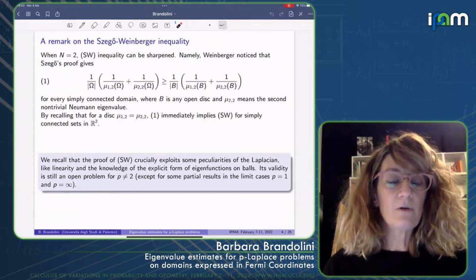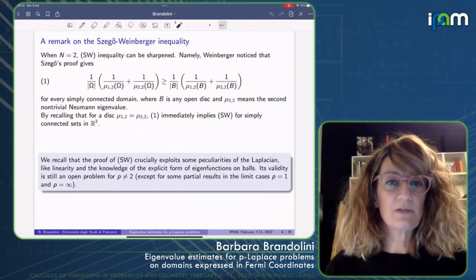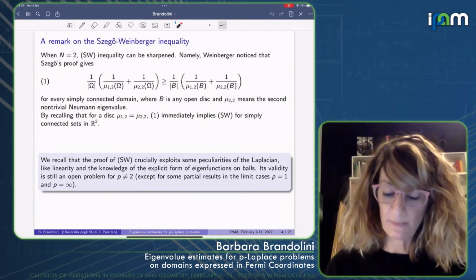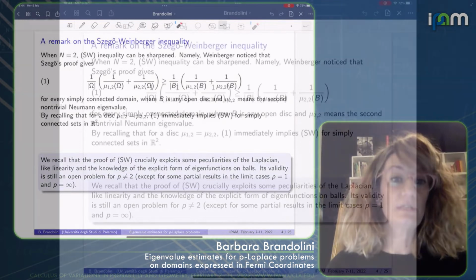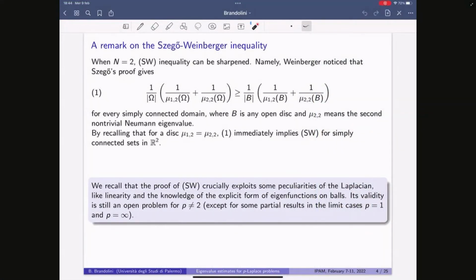The problem is that all the things that we have discussed about the Szegő-Weinberger inequality crucially exploit some peculiarities of the Laplacian. First of all, the linearity of the operator, and then the knowledge of the explicit form of the eigenfunctions on the ball in terms of Bessel functions. These two things are not valid when p is different from 2. And again, as far as I know, the Szegő-Weinberger inequality for the p-Laplace operator when p is different from 2 is still an open problem, except for some partial results for convex domains when p is equal to 1 or p is equal to infinity.